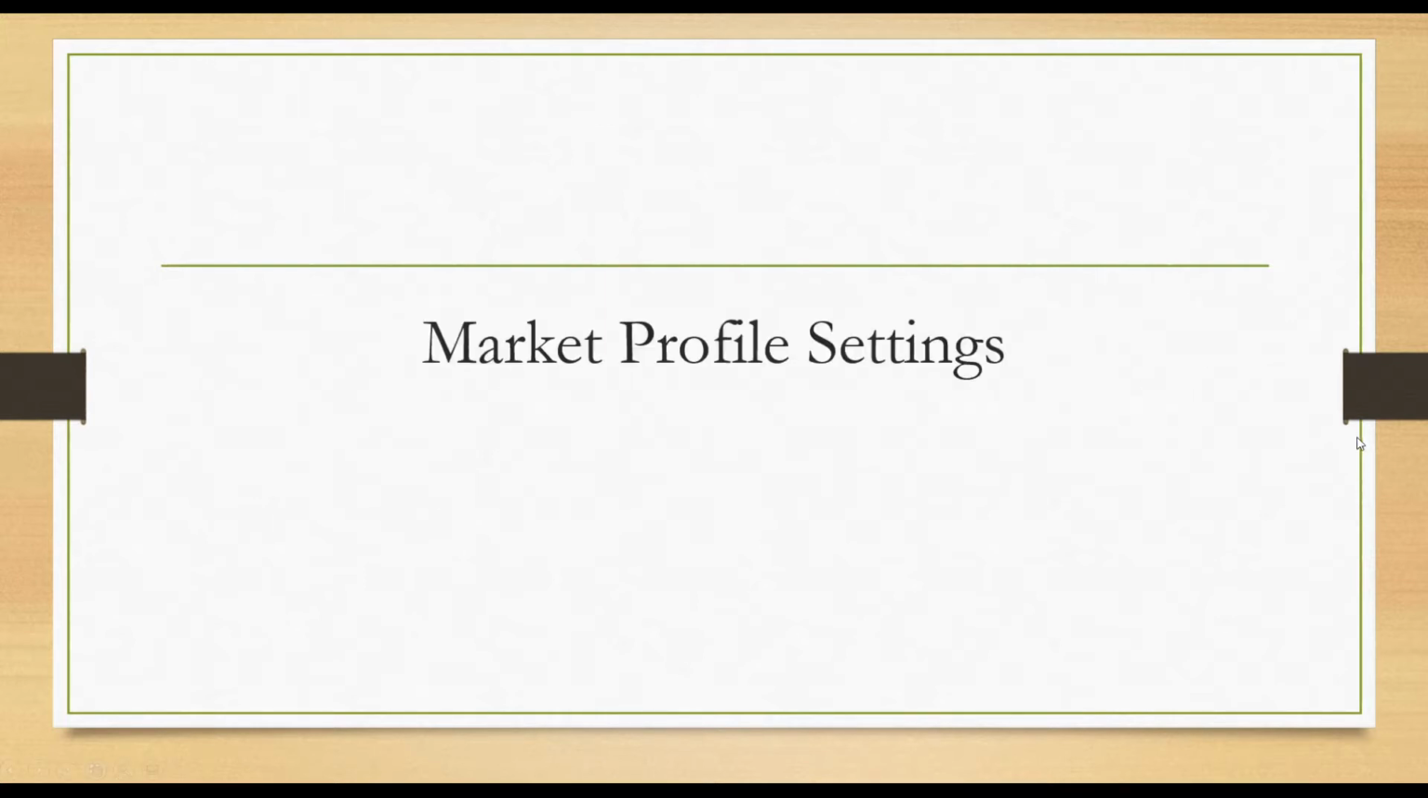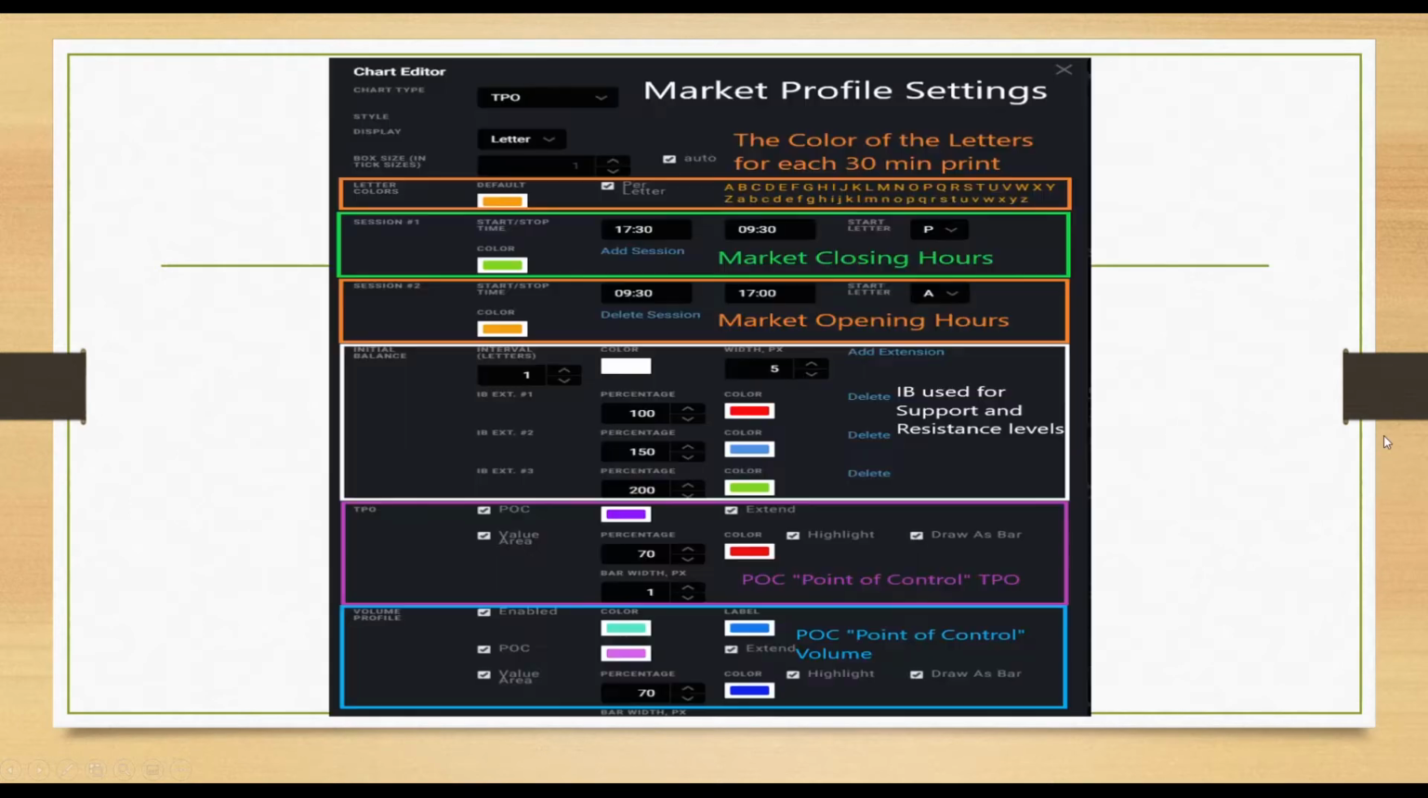Now we're going to look at market profile settings. This is how I set up my market profile settings. I use the color orange for each candlestick. Here is the opening session. I use that in orange, and it's from 9:30 to 17:00, which is 5 p.m.